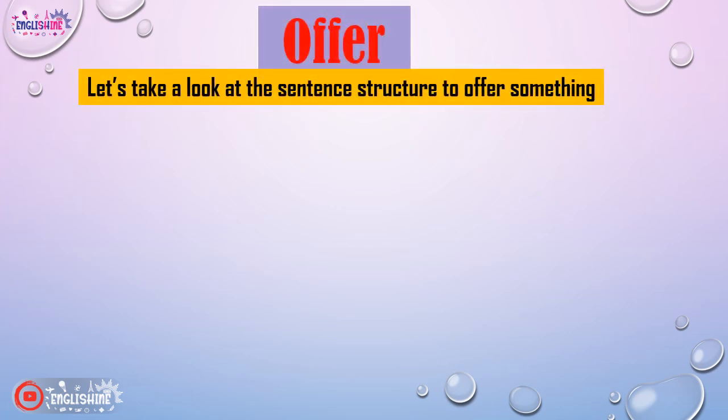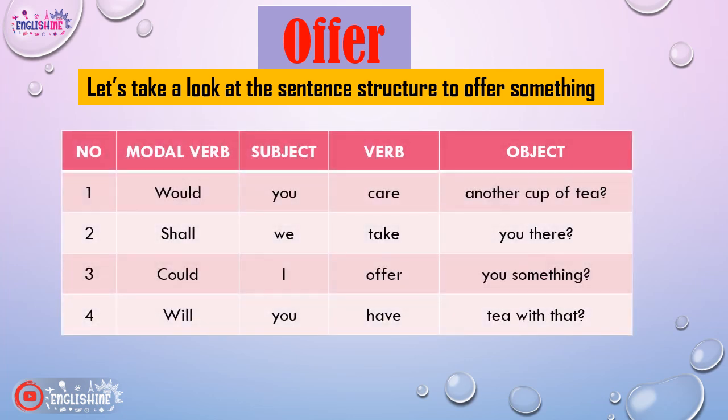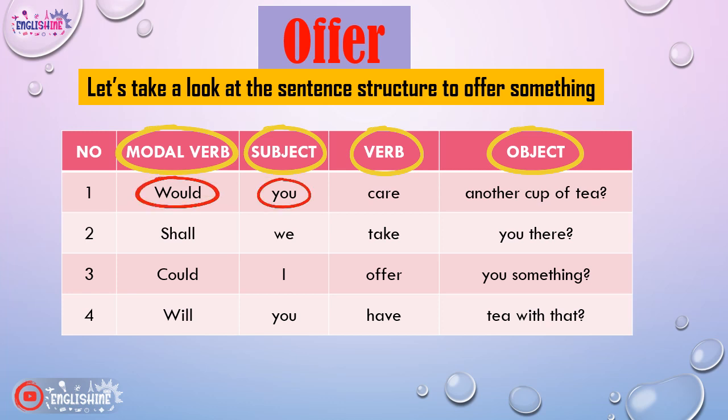Okay, good people. Let's learn the sentence structure to offer something. The formula is modal verb plus subject plus verb plus object. For example, number 1. Would you care for another cup of tea? Would is the modal verb, you is the subject, care is the verb, and another cup of tea is the object.